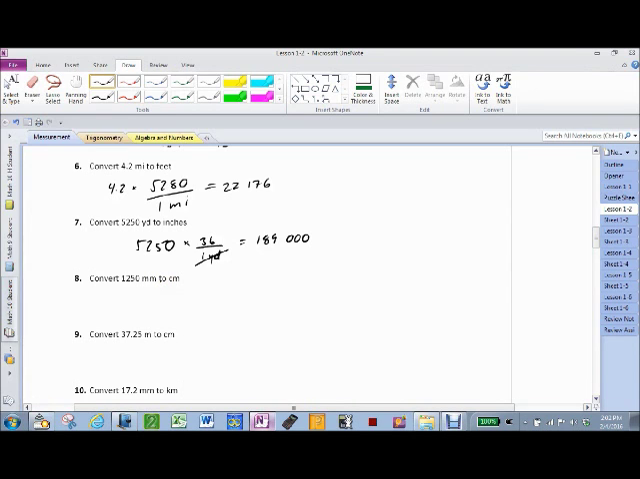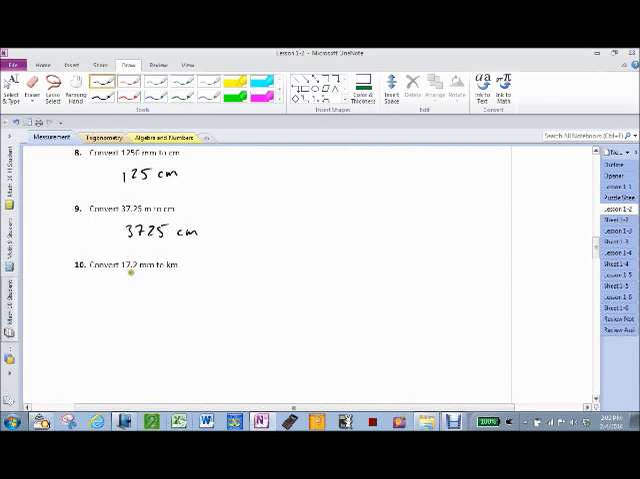Okay, millimeters to centimeters. Do I need to use the fraction? No, because millimeters is just one step away, right? So which way does that decimal move? Left. So that's what? 125 centimeters. What about meters to centimeters? Do I need to use the fraction? How many spaces does it go? Meters to centimeters, how many steps is that? 2. So the decimal moves how many spots? 2. So it's 3,725 centimeters. Right?